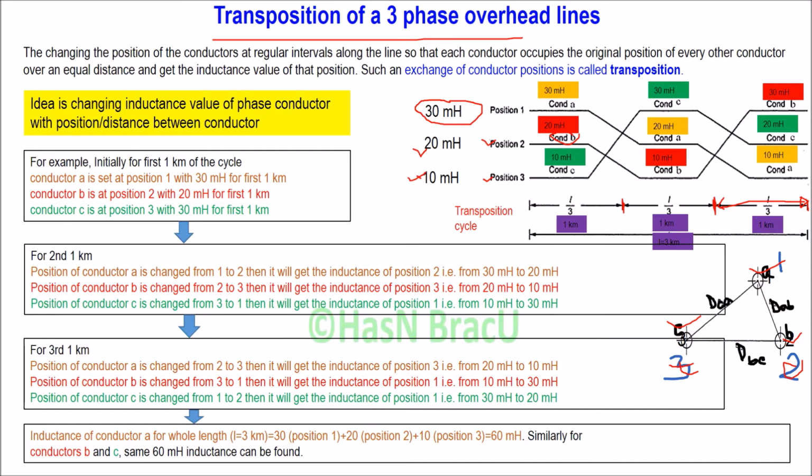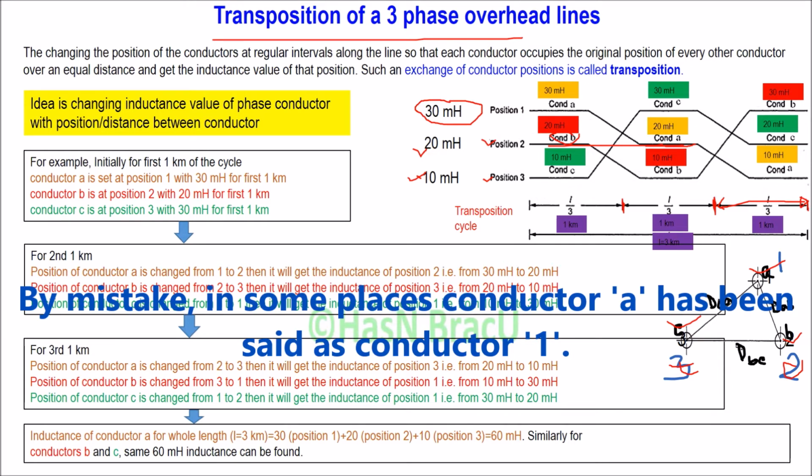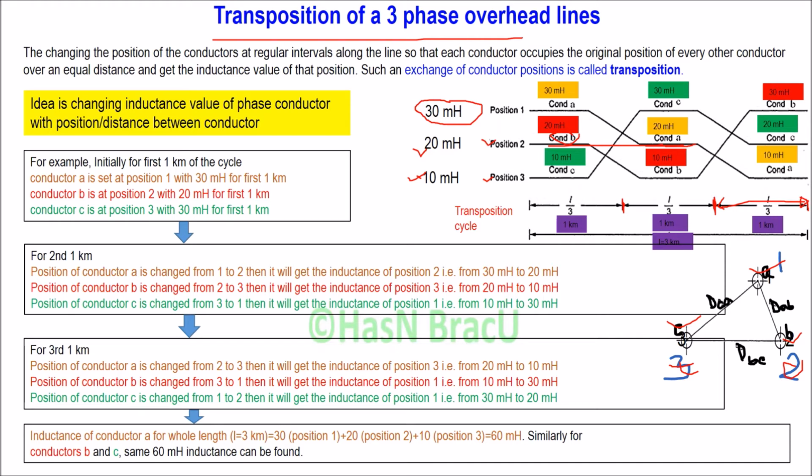Now for the second 1 kilometer, we change the position of conductor A from position 1 to position 2, right? So when conductor A is at position 2, the value of its inductance will also change. It will take the inductance of position 2. So what is the inductance of position 2? It is 20 millihenry. So after changing the position of conductor A from 1 to 2, it will change its inductance value from 30 millihenry to 20 millihenry, right?